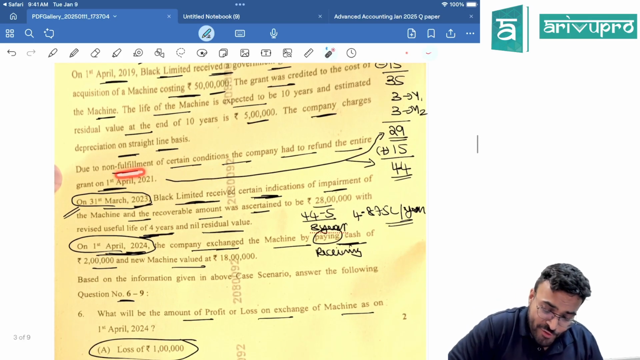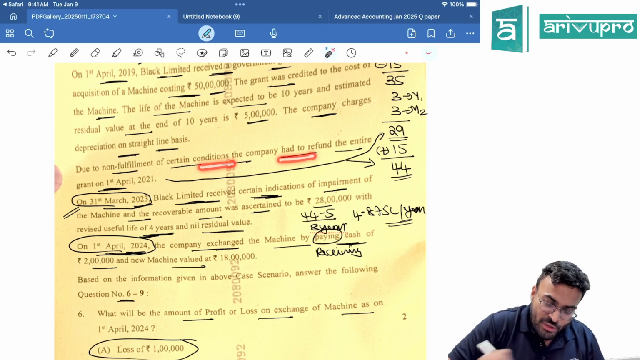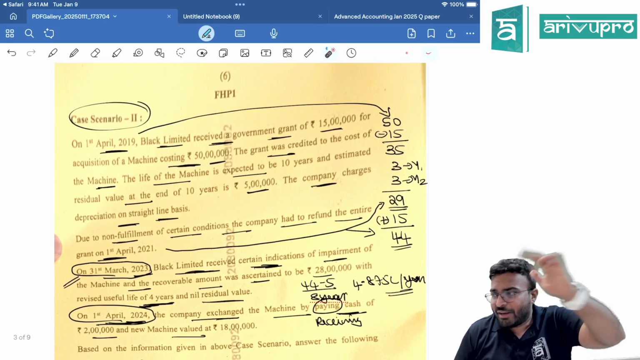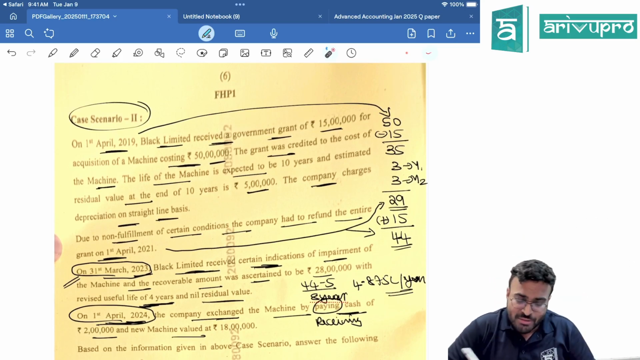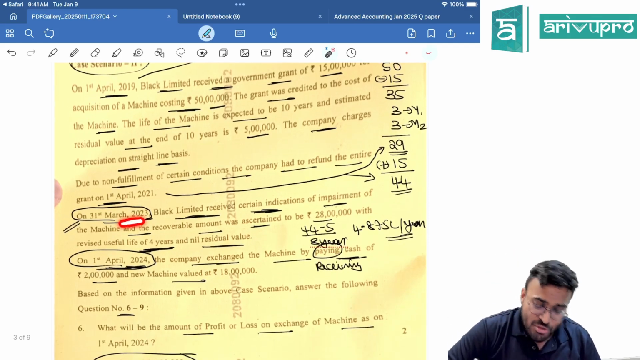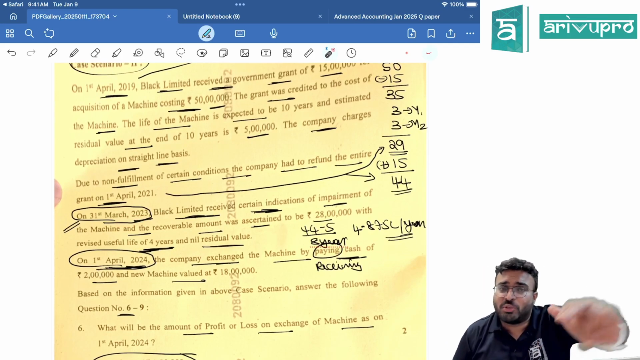Due to non-fulfillment of conditions, the company had to refund the entire grant on 1st April. 2 years, everything went smooth. 2019-20 and 2020-21, everything went smooth. Then after 2 years, what we had to do? We had to refund the grant. Okay. On 31st March 2023, after refunding, everything went smooth again for 2 years.